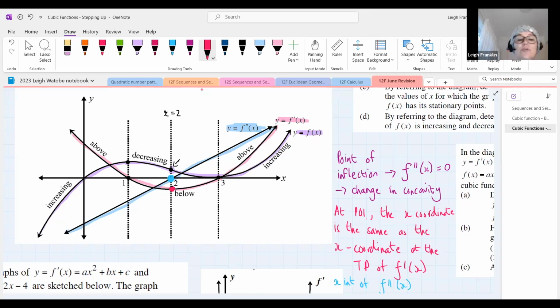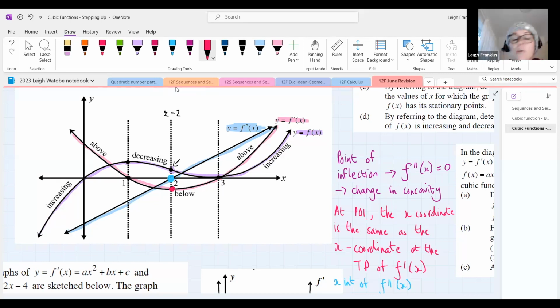What is important to note here is that on the cubic function, when x is smaller than 2 for this particular function, the graph is concave down. The first derivative is decreasing. The second derivative is below the x-axis.